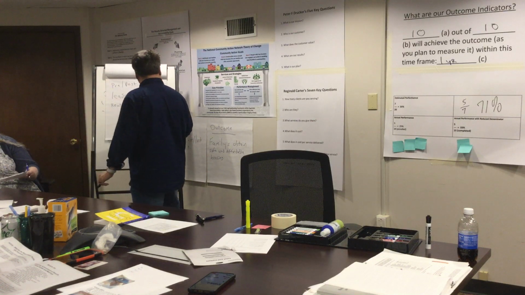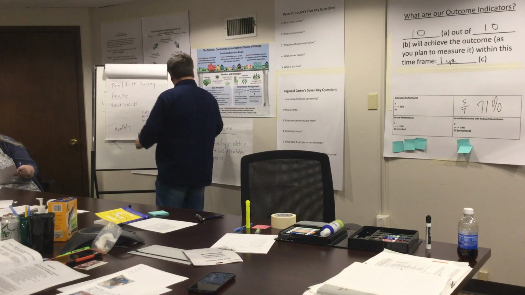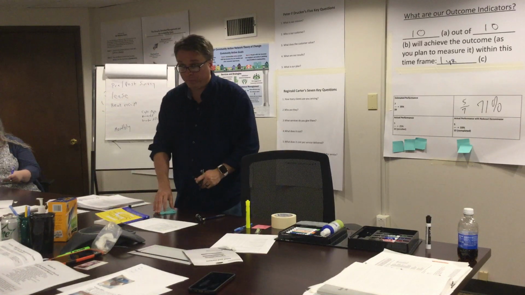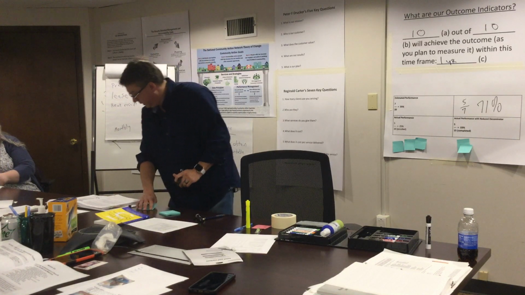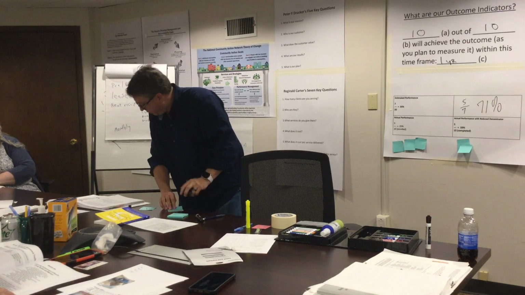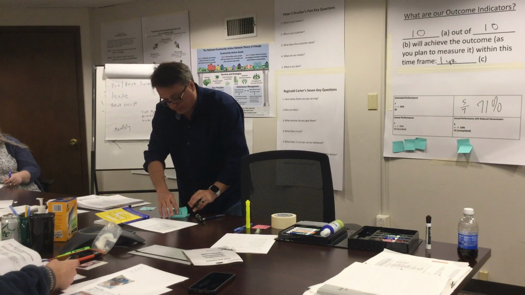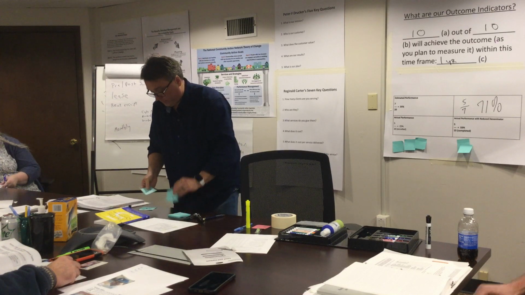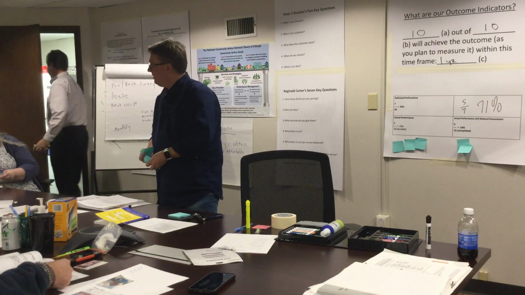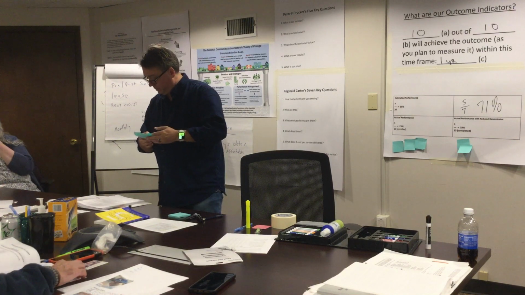So with this, we've got our measurement tool, we've got our data source, and we've got our frequency of collection. And with that, we can put three more Post-its up on our logic model. Does it mean we're done? Not even close. That's what I was thinking. It's full, we're done. Nice try, right?